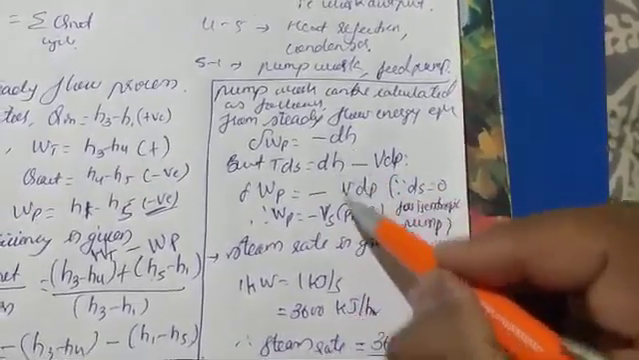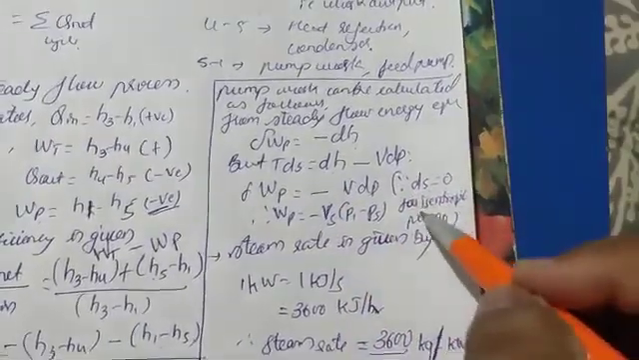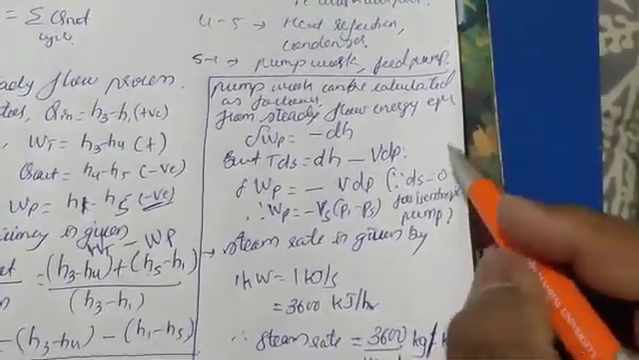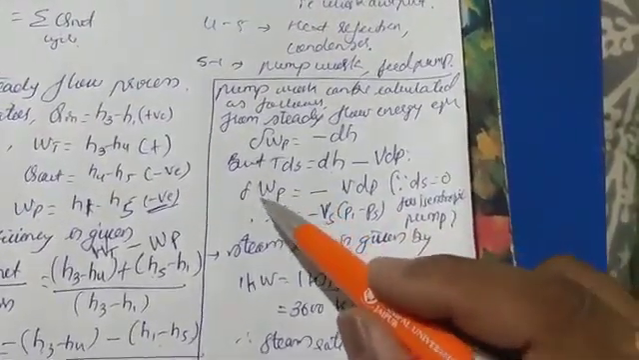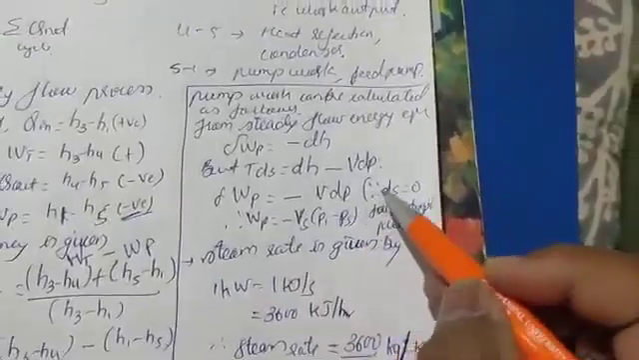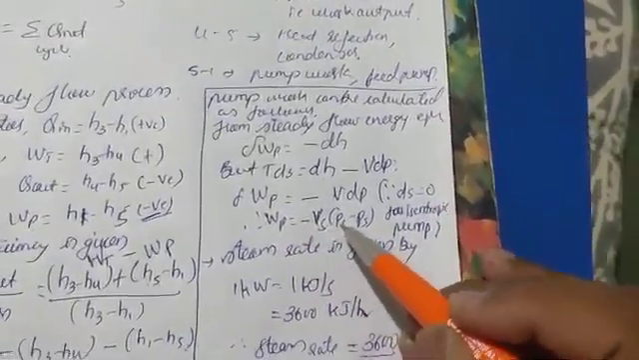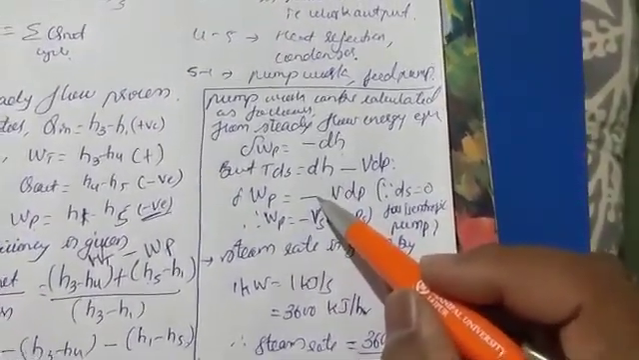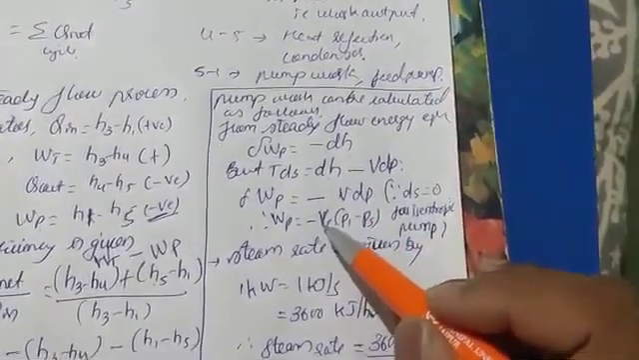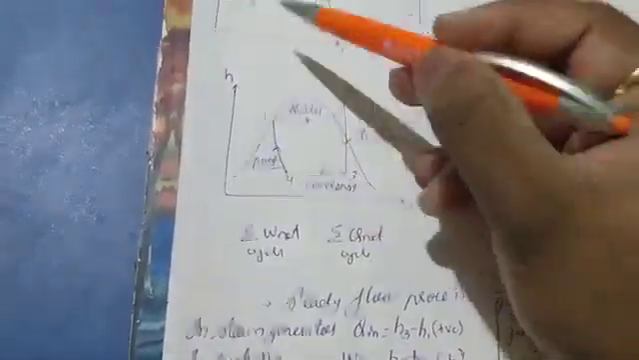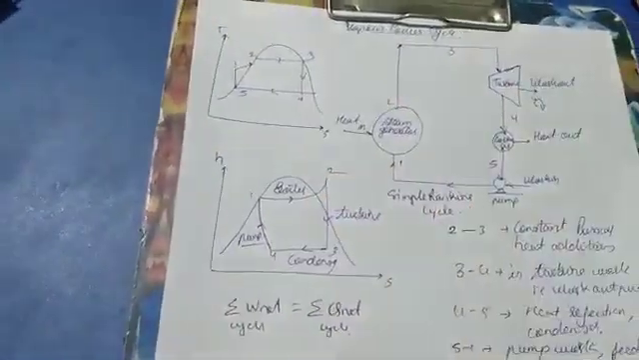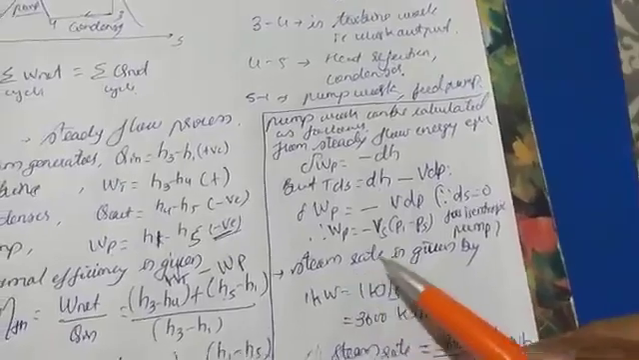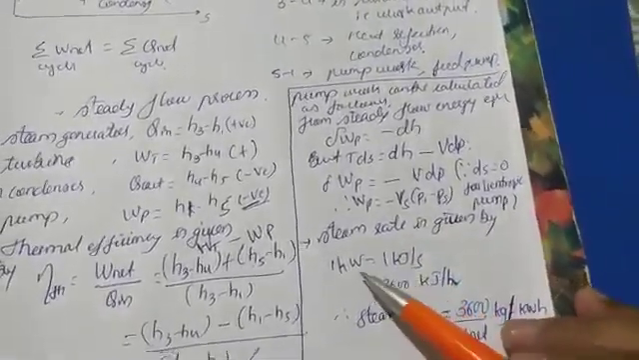Now TdS is equal to dH minus VdP. As the pump is an isentropic process, dS is equal to 0. That gives delta WP equal to minus VdP. So pump work is equal to minus V5 into P1 minus P5, with the negative sign coming because work is done on the pump. Higher minus lower, P1 minus P5. If you draw a PV diagram, you will come to know that.